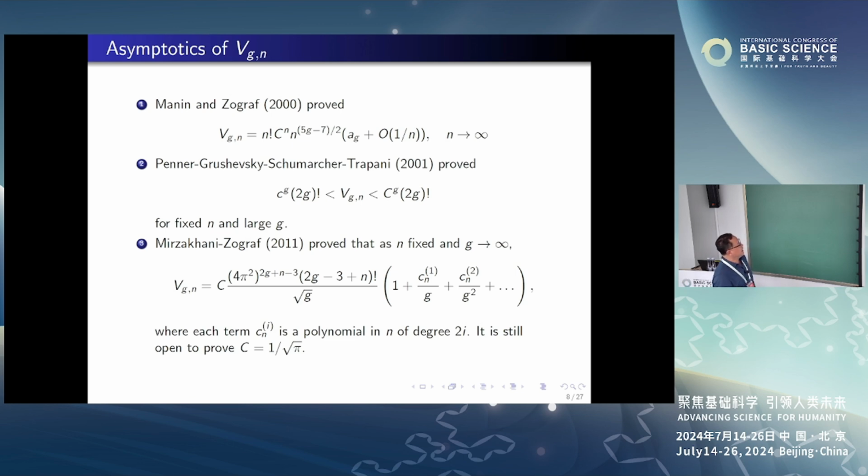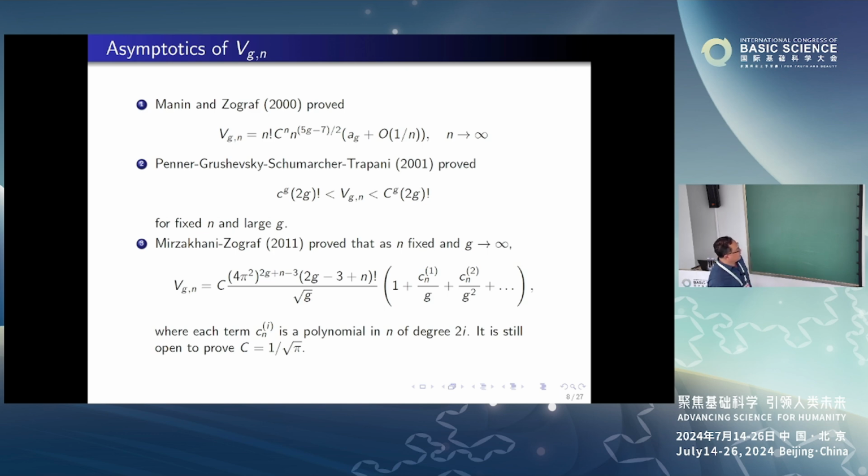So here, in 2000, Manin and Zograf proved that V g,n, when n goes to infinity, can be calculated asymptotically. The leading term is given by n factorial. The constant capital C is something people are trying to prove, it's C equal to 1 over the square root of 2 pi. And then a constant a_g, which only depends on g, and then up to 1 over n terms, lower order terms. And Penner and some other mathematicians in 2001 proved this volume is bounded between these two constants, up to 2g factorial, with some constant c.